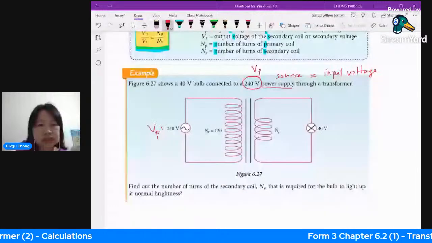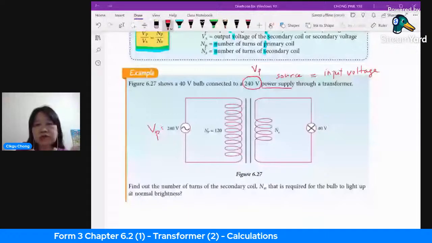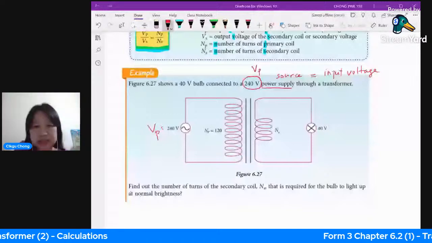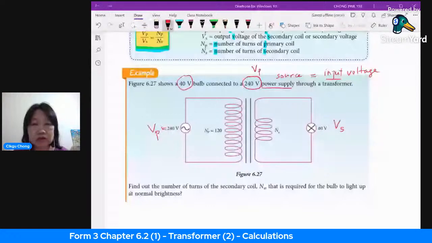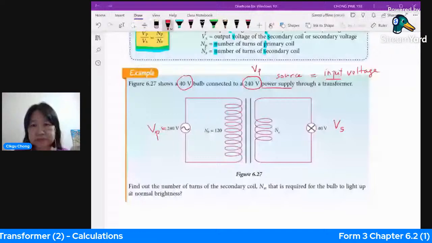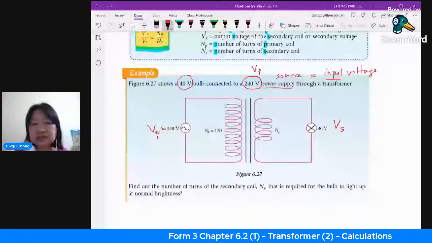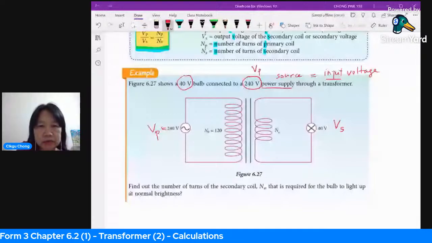Let's see what else is given. Here is 40 volt. Since 240 is already your input, that means your 40 must be the output. On this side of the diagram, 40 is on the other side, which is your VS, the output voltage, the voltage that's already been converted. VS is 40. You also need your number of turns, correct? They don't give it in the sentence, they give it in the diagram. Here it is written clearly, your NP, the primary side, 120 coils.